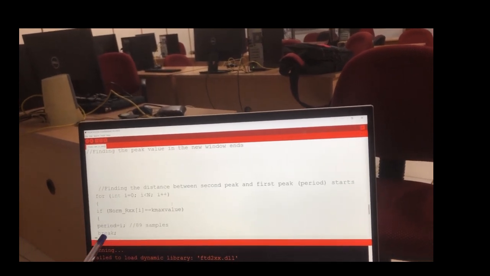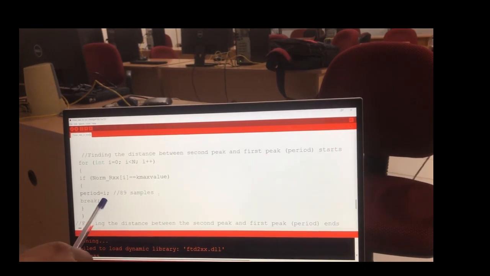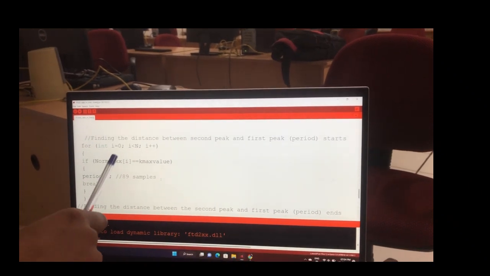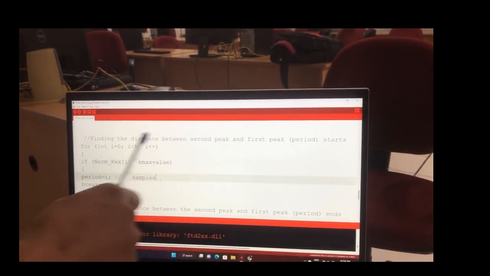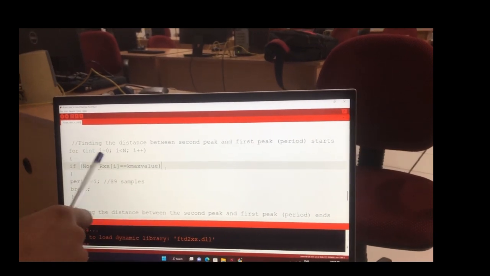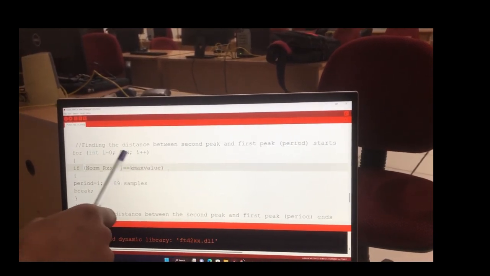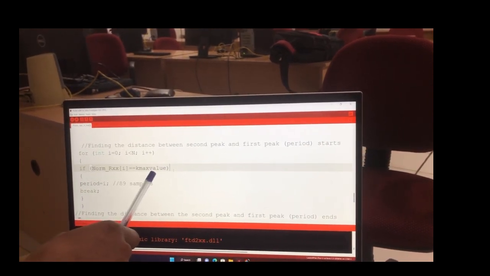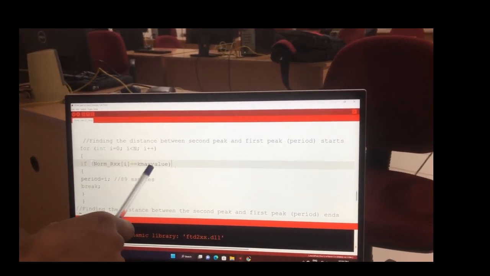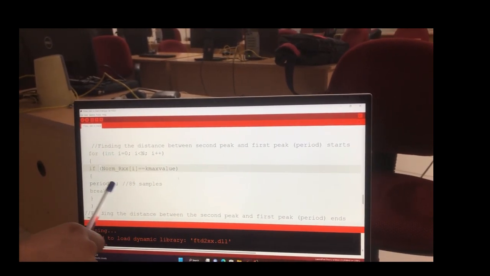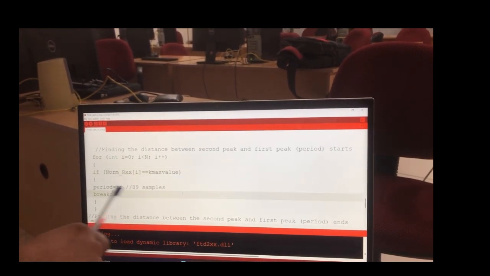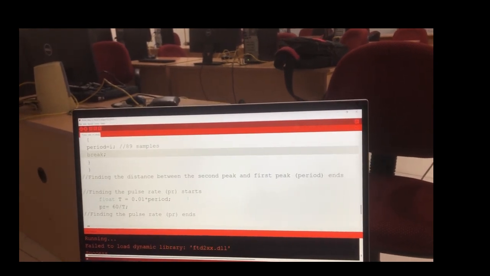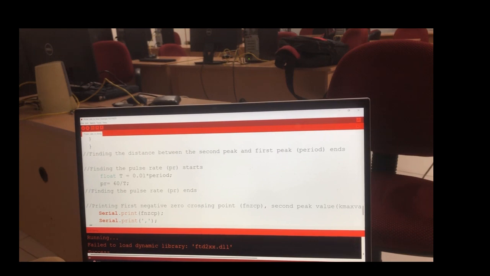So after that we are finding the period. How to find the period here? Here it is the distance between the first peak and second peak. How to find the distance between the first peak and second peak? Here we are finding the integer, the point i where we are getting the k max value. So at this point i, that is at the 89th sample, we are getting the second peak. That is stored in the variable period.